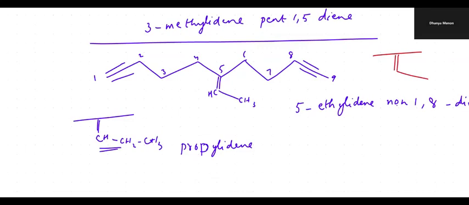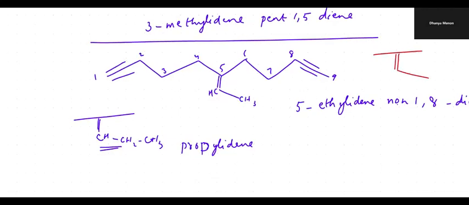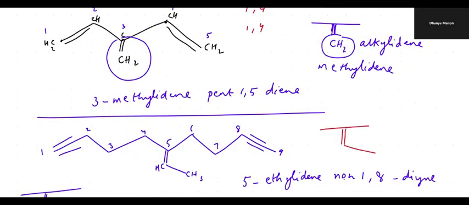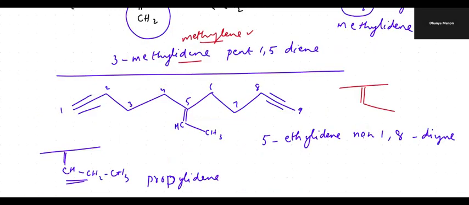Okay, and in case of alkylidene, for methylidene only, some books refer to it as methylene also. So both namings are correct. In some books, you find it as methylene, in some books, methylidene. But for ethylidene and propylidene, this is the name that you find. Okay, I hope I'm clear here.